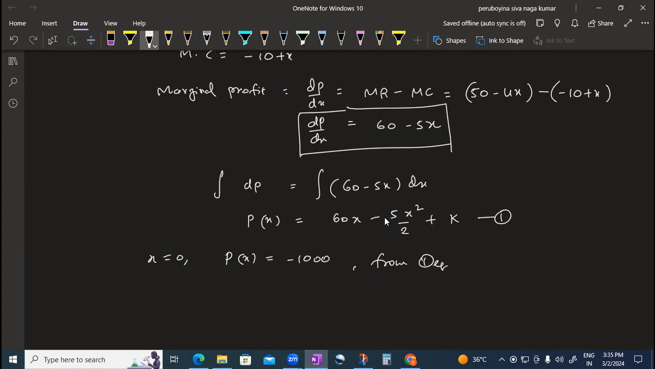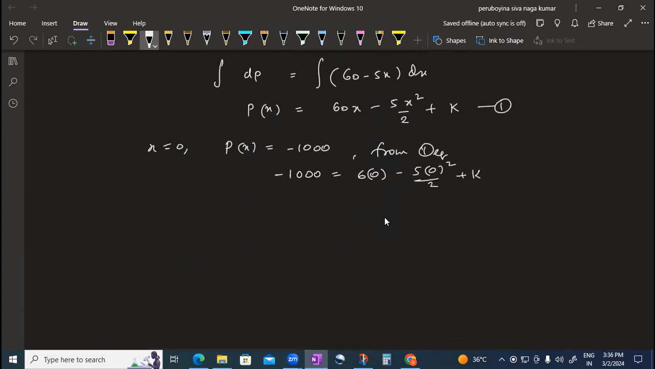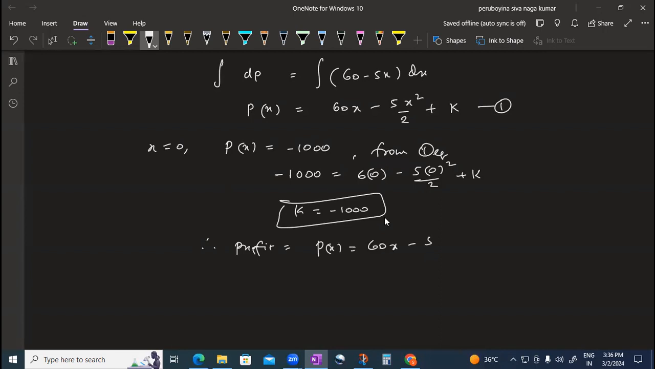From the first equation, P of x will be minus 1000, 60 into 0, x value 0, 5 into 0 square by 2 plus k. So therefore, the k value will be minus 1000 rupees. Therefore, the profit function P of x is equal to 60x minus 5x square by 2 minus 1000. He said it is maximum.